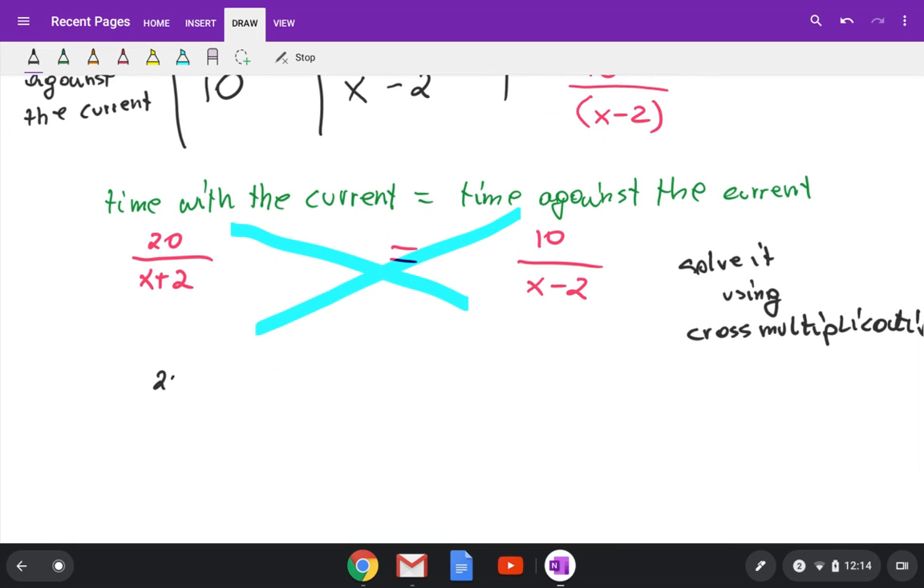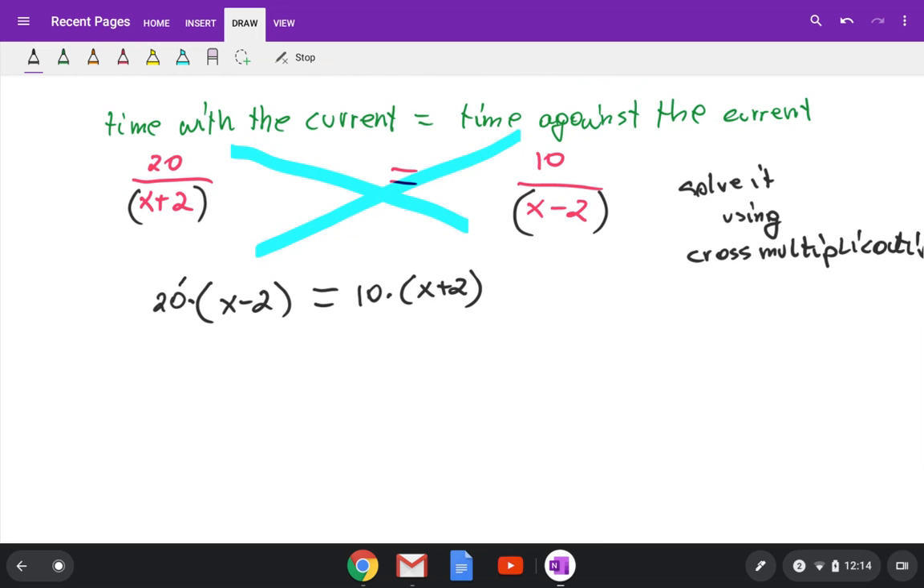20. And again, let's just put those expressions in parentheses. 20 times x minus 2 is the same as 10 times x plus 2. Okay, and we're going to distribute 20 to both. So we end up with 20x minus 40 equal to 10x plus 20.